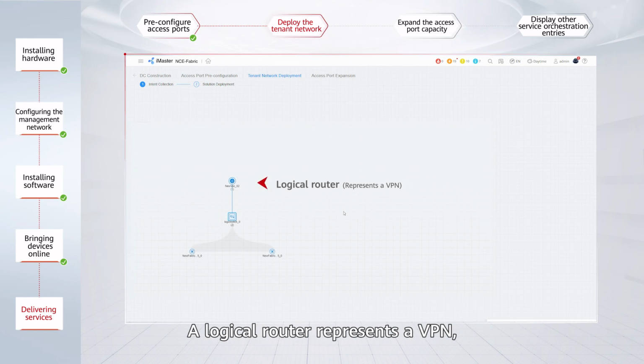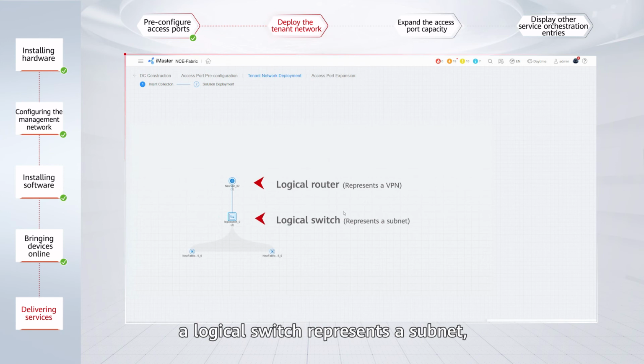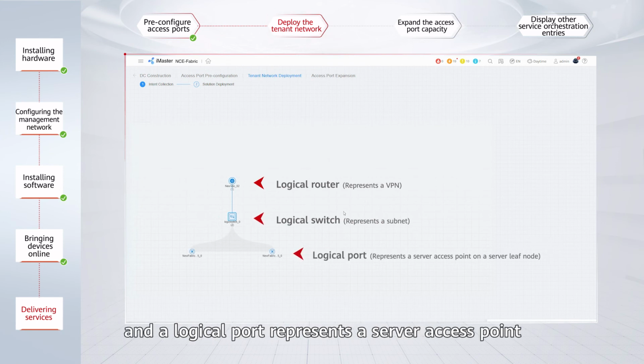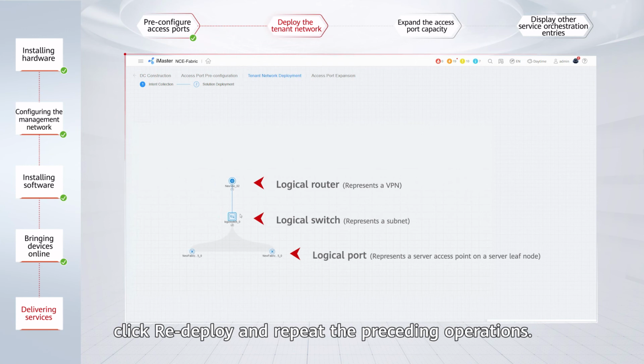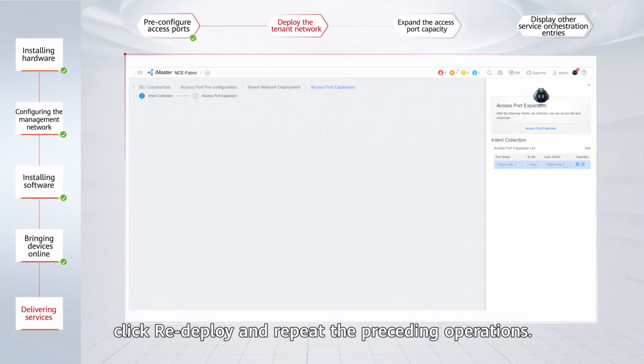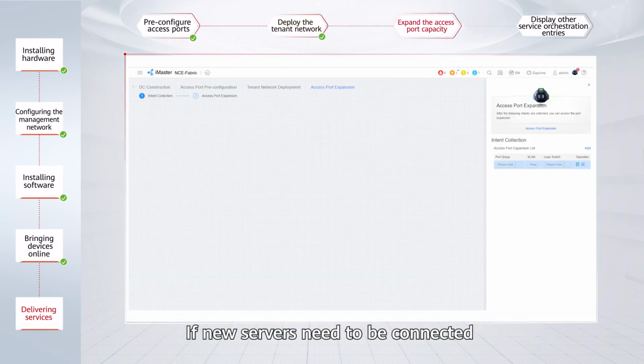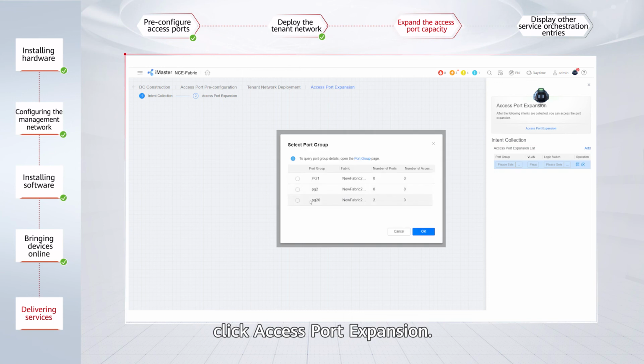A logical router represents a VPN, a logical switch represents a subnet, and a logical port represents a server access point on a server leaf node. If you want to deploy other network services in the VPC, click Redeploy and repeat the preceding operations. If new servers need to be connected to the service subnet that has been delivered, click Access Port Expansion.